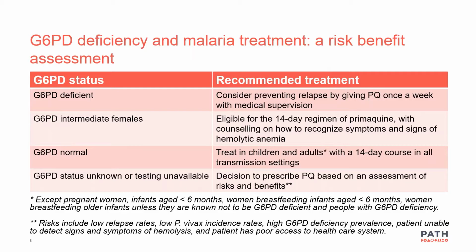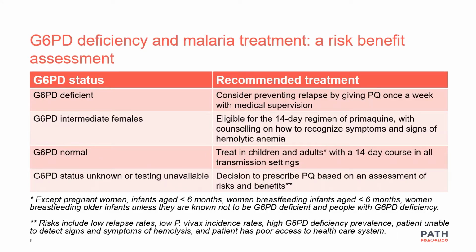And I think the actual implementation of this is problematic. There are a lot more logistical and adherence issues when you're talking about such a long course of primaquine. And then for intermediate females, they're eligible for primaquine with some additional counseling on how to recognize the signs and symptoms of hemolytic anemia, because there is some risk involved.